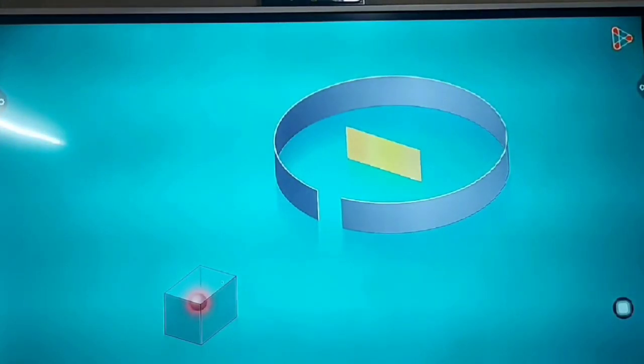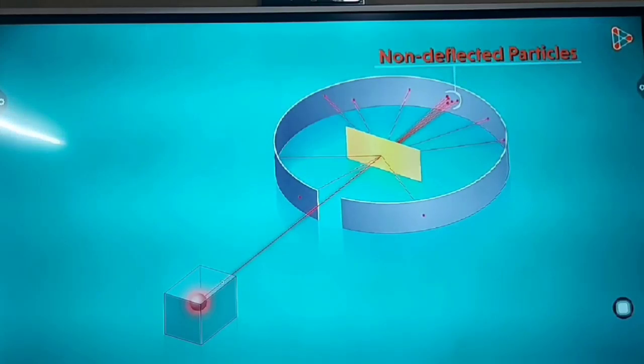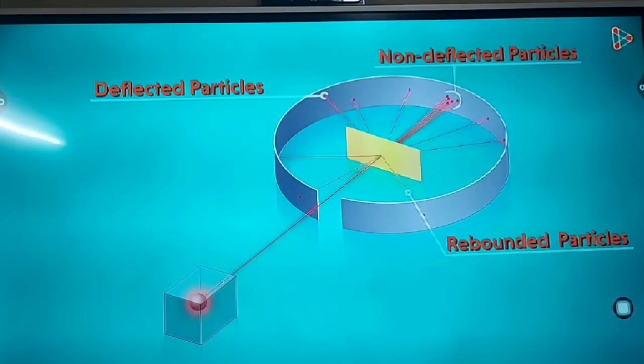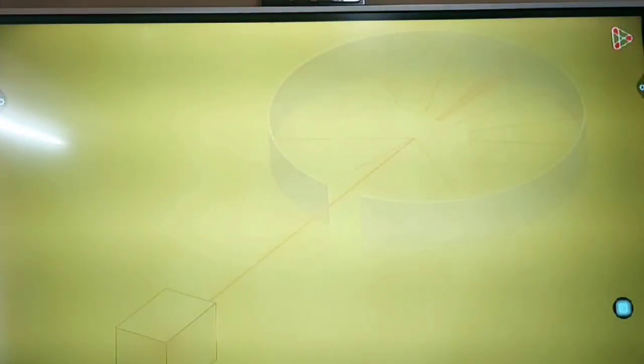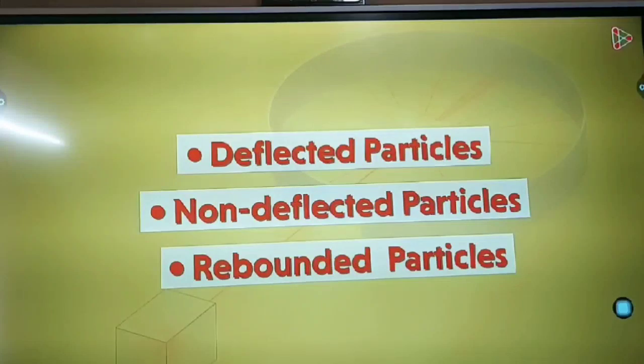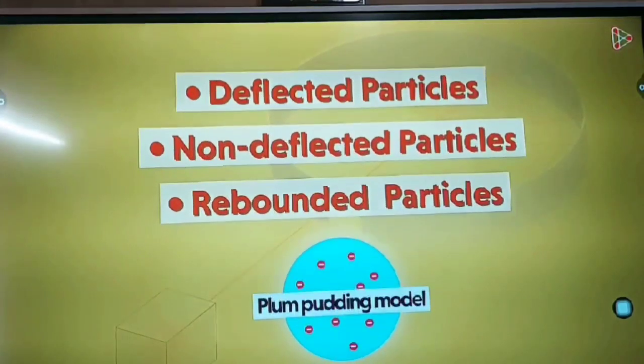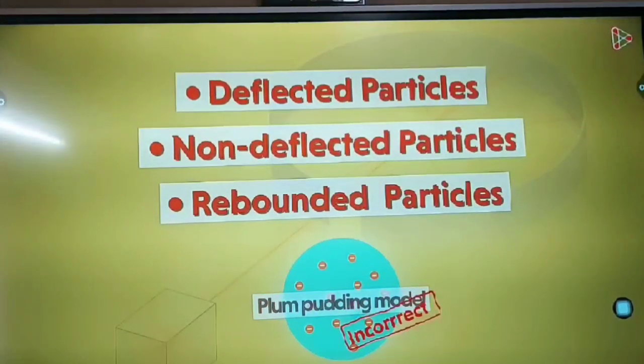What results did he get? He found that most of the fast-moving alpha particles passed straight through the foil and hit the detector. However, some particles got deflected by small angles. And lastly, to his astonishment, few alpha particles also rebounded. Now, how can this be possible? These three observations made Rutherford think that the plum pudding model is not really correct.